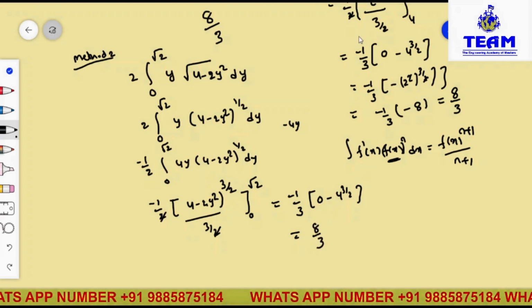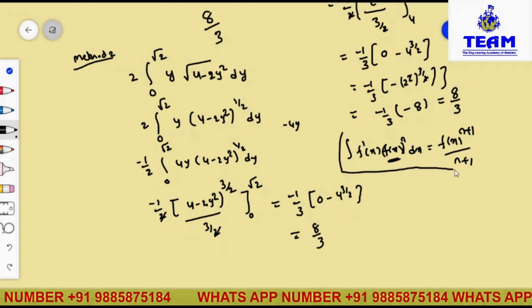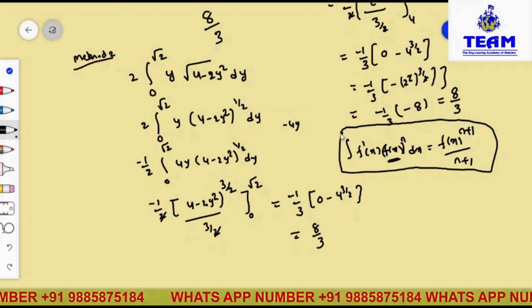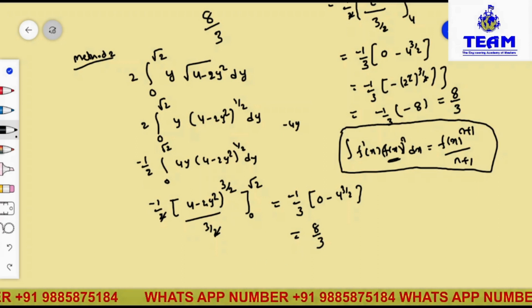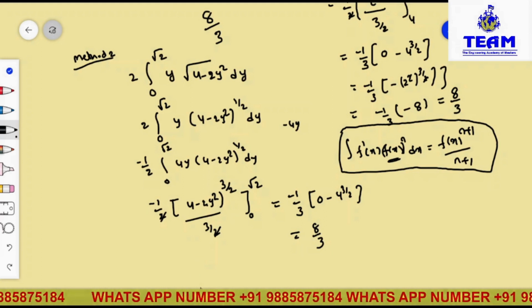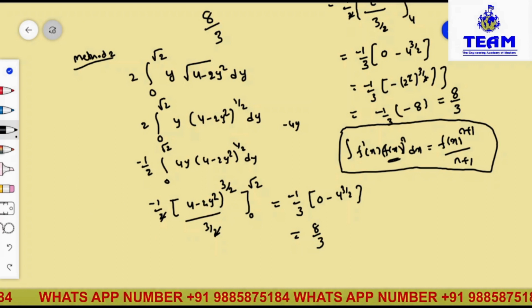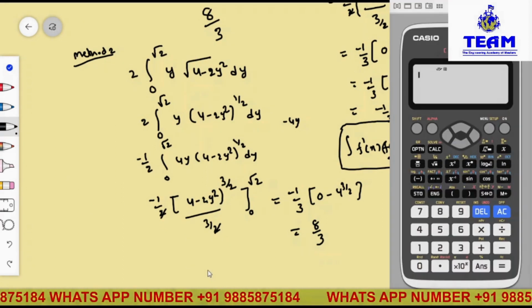So this is the substitution method, friends. Here I have done it directly, applying this formula. Friends, you can do this one using a calculator also. In the calculator you enter these values and you can get the solution directly. A single integration Casio calculator is there. I will show you this if you want.